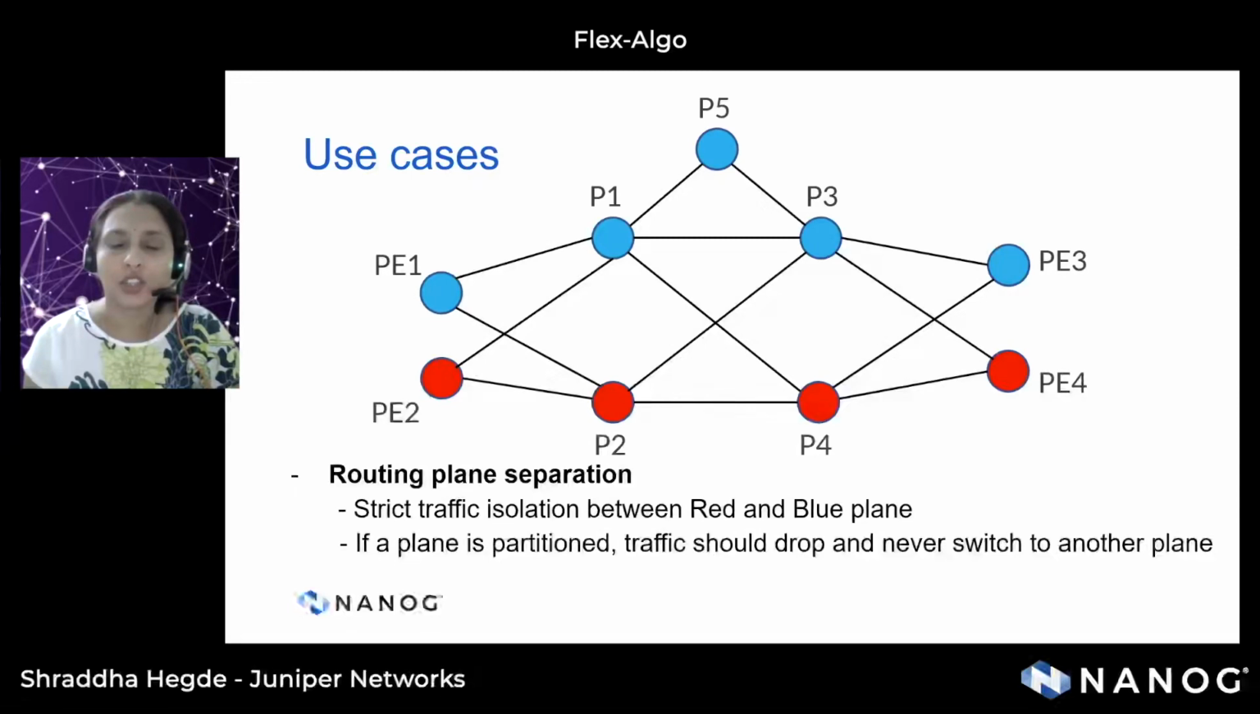So in which case, the traffic that is flowing on blue plane will remain in blue plane. The primary traffic, and even in case of failures, the backup traffic. And in case of failures, the post-convergence path would also lie only within the blue plane, and the traffic would never go across the red plane.